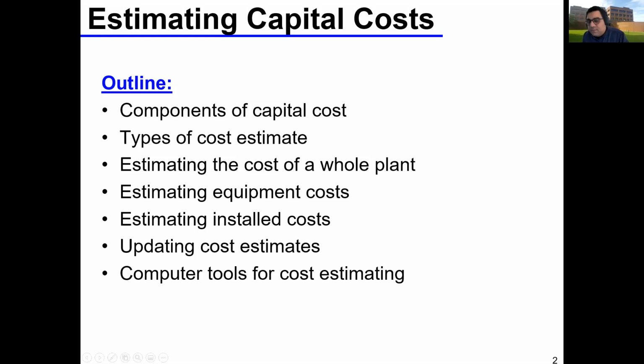It's a fancy software now, however, it's still wrong. Doesn't matter, but you can still use it to get some initial estimates. Anyways, components of capital cost.